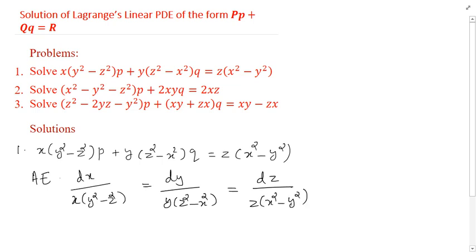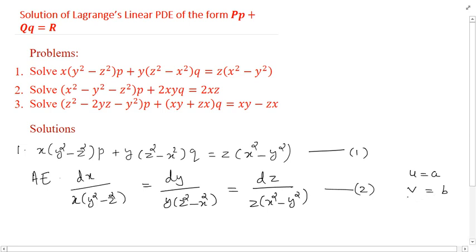square. So now for finding the solution of the first equation, it is enough to find two solutions of these auxiliary equations. So you have to find two solutions of the form u equal to a and v equal to b of the second equation. Then the final answer will be f of u, v equal to 0. So our aim is to find u equal to a and v equal to b, which are two independent solutions of the second equation.